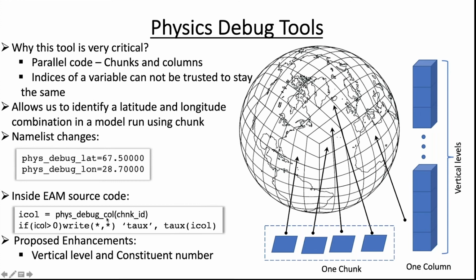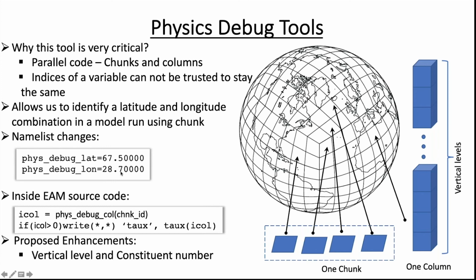The way it works is you would insert icall = phys_debug_call and give it a chunk. If the column with that lat-lon exists within this chunk, the icall will be positive. If this chunk does not contain the column with these lat-lons, the icall will be 0. So if icall is greater than 0, then you can print your variable and see what the values are, and then you can track back, finding out how this variable is being changed by various equations. You can use print statements, and you are assured that every print statement will correspond to that lat-lon.